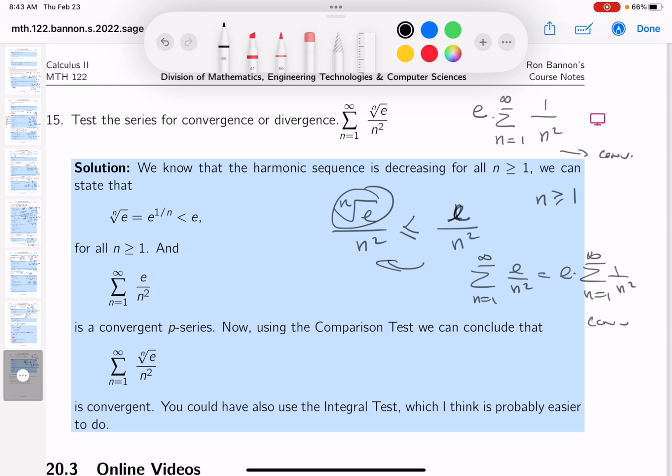What test do we use? We use the comparison test. All right? By the way, it also says you could use an integral test over here. I don't think I want to do that, though. But anyway, it's a convergent series. We got this covered. Thank you.